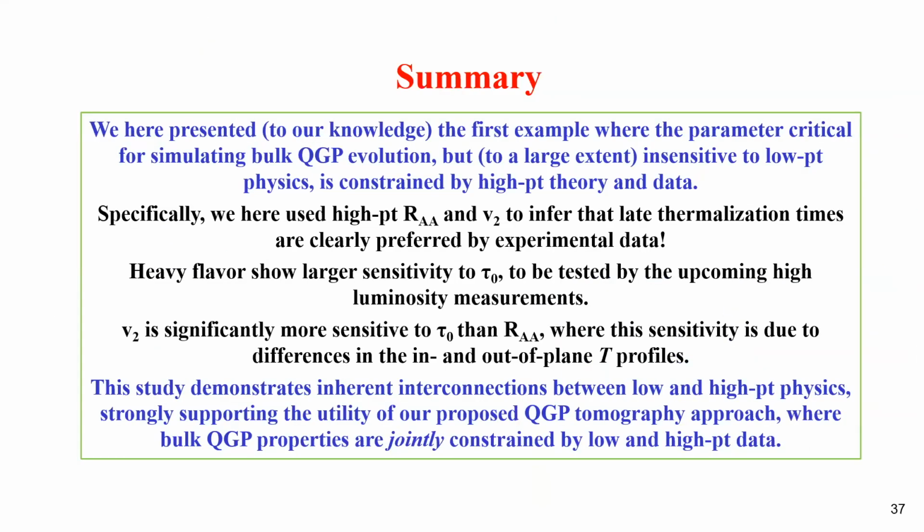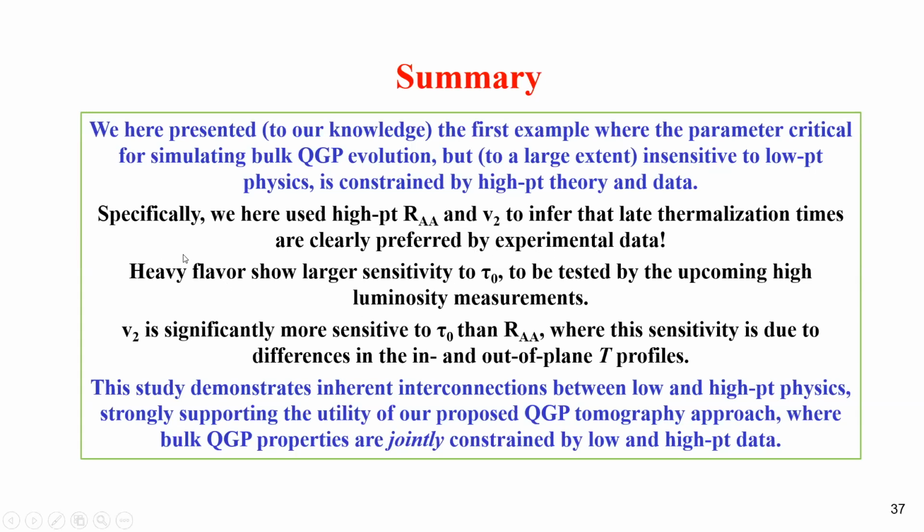So we here presented, to our knowledge, the first example where a parameter which is important for simulating bulk QGP evolution, but which is to a large extent sensitive to the low pT physics, can be constrained by high pT theory and data. Specifically, we here used high pT RAA and v2 to infer that late thermalization is clearly preferred by these experimental data.